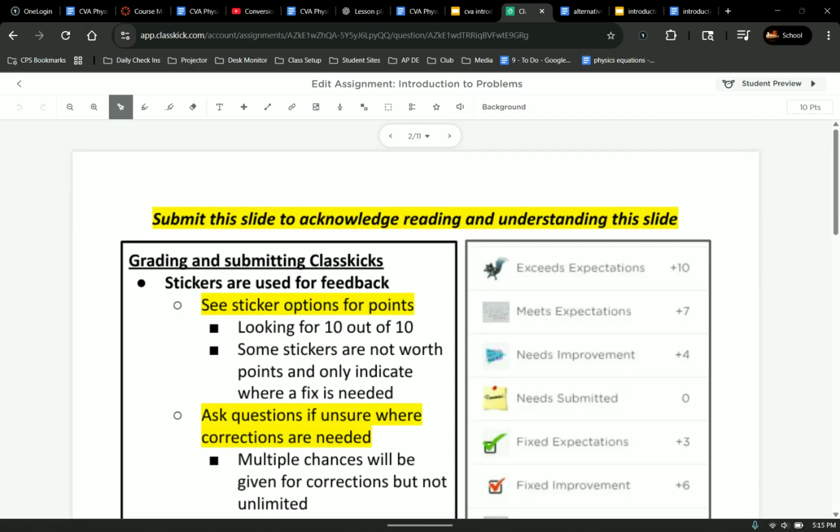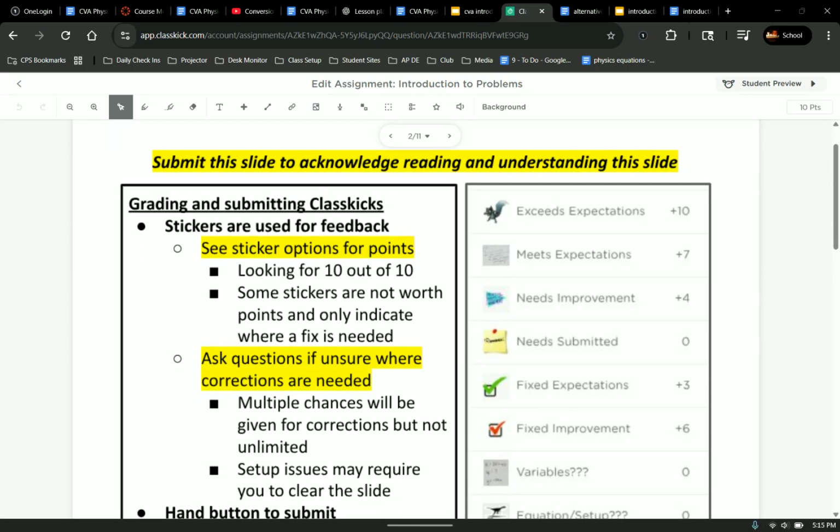And then over here, how I'm going to check them is with these stickers. You're looking for a 10 out of 10, so exceeds expectations. That's your goal. Let's just say hypothetically you're close. The problem's close. You maybe have the answer right, but you forgot the variables. Then I would put a meets expectations sticker, and you would have a 7 out of 10. But you're going to have a chance to fix that.